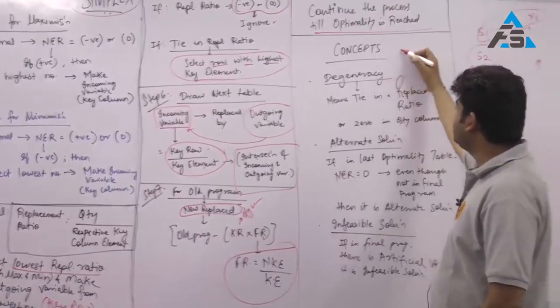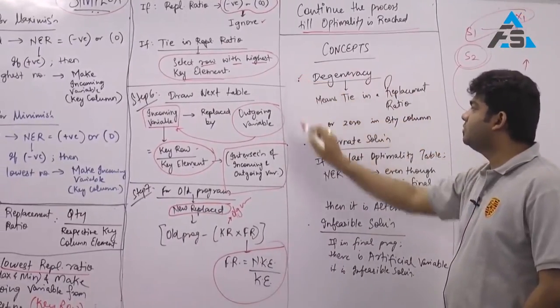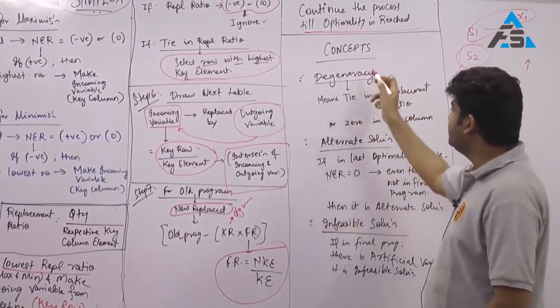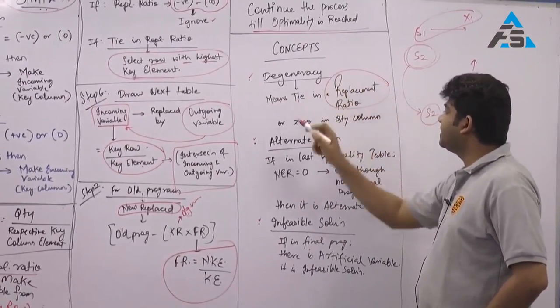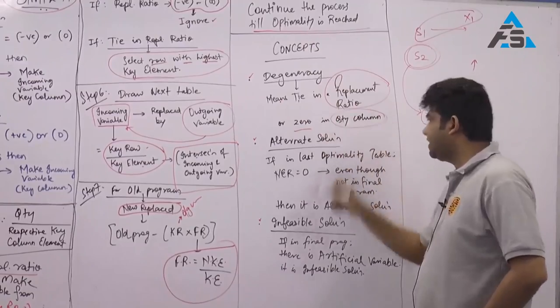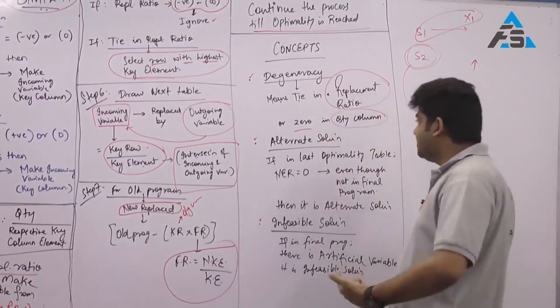Now, as far as concepts are concerned, three major concepts are to be taken care of. First is degeneracy. What is degeneracy? When there is a tie in replacement ratio or 0 in the quantity column, we say that there is degeneracy.